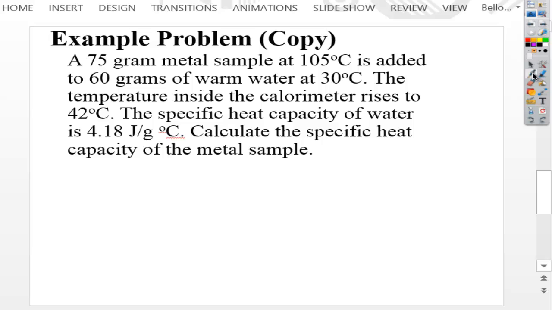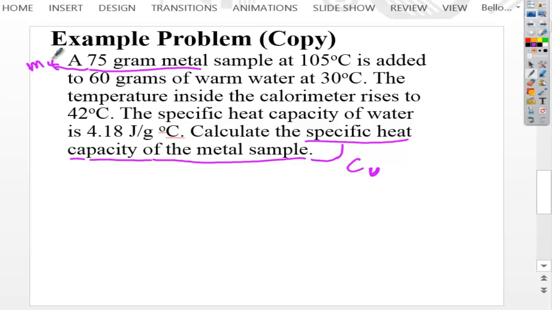So what we're looking for is the specific heat capacity of the unknown, right? So this is what we're looking for. We're looking for C unknown. C is the specific heat capacity. Let's start at the beginning. It says a 75 gram metal sample. What is this? Mass of what?